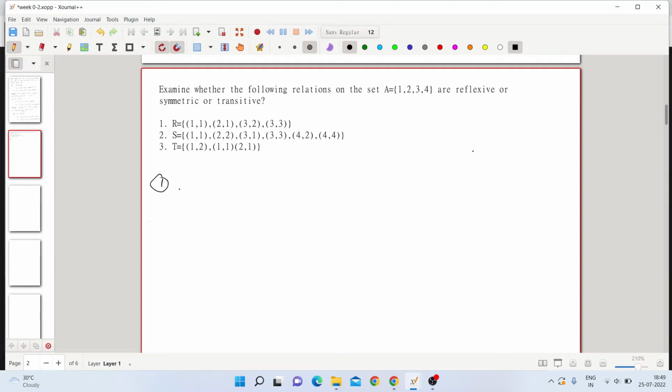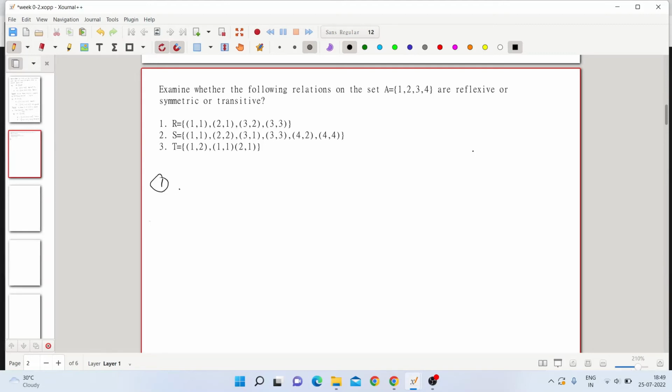Now we have one more example to check. The third one, T is {(1,2), (1,1), (2,1)}. From the inspection itself we know that it is not reflexive because (2,2), (3,3), (4,4) are not in T. So T is not reflexive. And about the symmetric condition, we have (1,2) is there, (2,1) is there, and (1,1) is there, which means T is a symmetric relation.